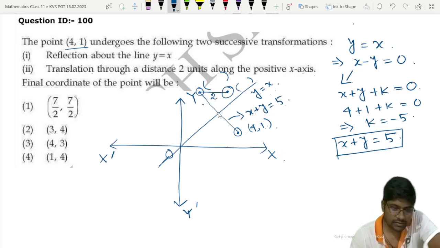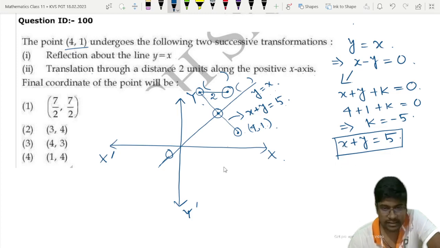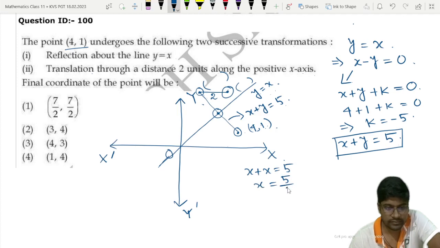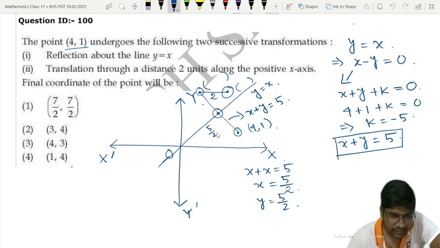Now what is the point of intersection? We can find the point of intersection very easily. What will be the point of intersection of y = x and x + y = 5? Just put y = x, so x + x = 5. So from here x = 5/2. And what will be y? y will also be equal to 5/2. So this point is (5/2, 5/2). So this point of intersection we have got.